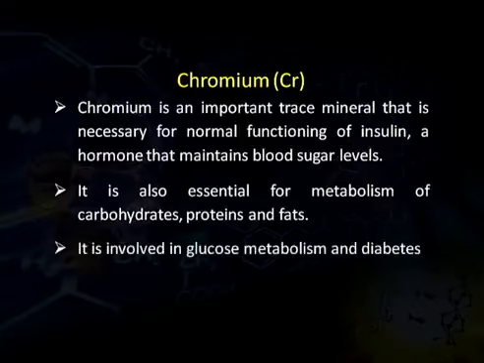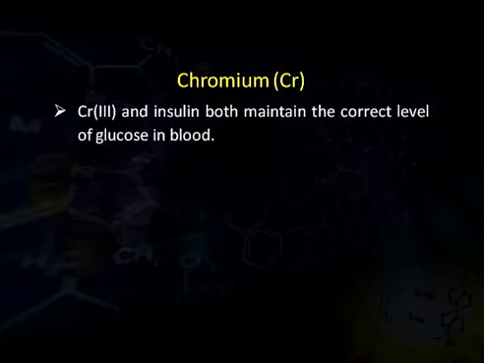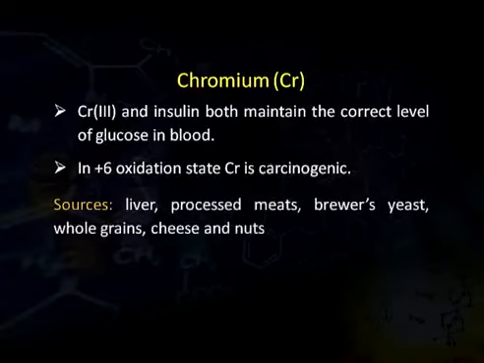Chromium is involved in glucose metabolism and diabetes. Chromium 3+ and insulin both maintain the correct level of glucose in blood. In +6 oxidation state, chromium is carcinogenic, that is, it causes cancer when it is present in +6 oxidation state in the body. The sources of chromium are liver, processed meat, brewer's yeast, whole grains, cheese and nuts.